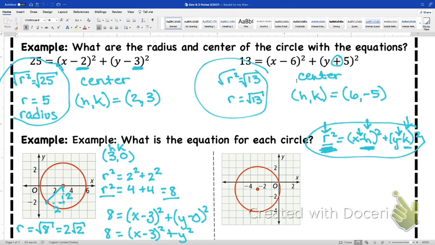Okay, so I'm going to do the next one. How am I going to do it? Find the middle. So my h and my k is negative 3, negative 1. Okay. How am I going to get my r squared? Make a right triangle.